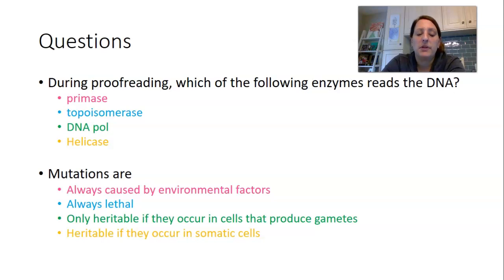Next question. Mutations: are they always caused by environmental factors? Are they always lethal? Green, are they only heritable? So can they only be passed on from parent to offspring if they occur in cells that produce gametes? Or are they heritable only if they occur in somatic cells? Remember, somatic cells are body cells, and gametes are sex cells. So hopefully you chose green. Okay, so they're only going to be heritable, passed on from parent to offspring, if they occur in cells that produce egg or sperm cells.